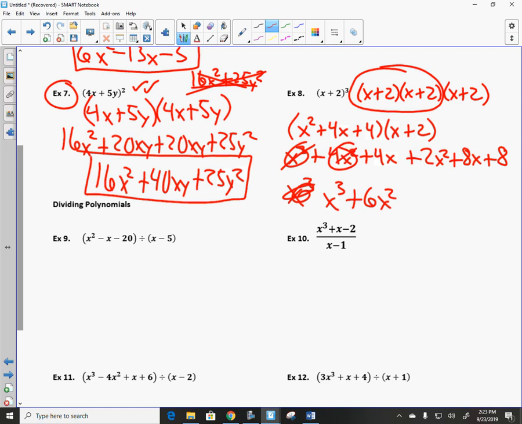6x squared would be the 4x squared and the 2x squared. 4x and the 8x make 12x. The last one's the 8. And that's our answer. Not too bad, huh?